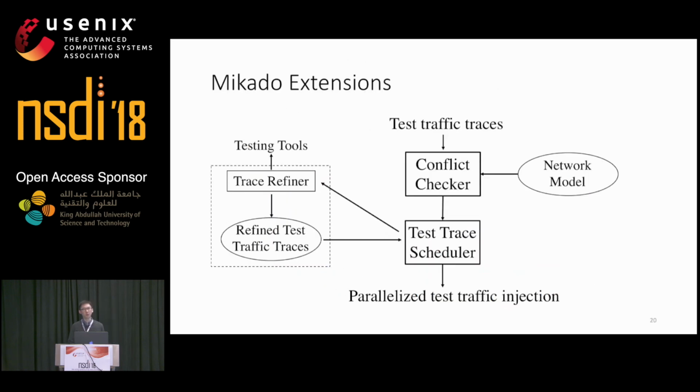Actually, in the paper, we propose further extensions to the basic Mikado system. We observe additional opportunities by adding this trace refiner. So the idea is that if two traces are conflicting with each other, we generate minimal information as input to the testing tools, asking the tools to generate other traces in order to avoid such conflicts. You can see the details in the paper.